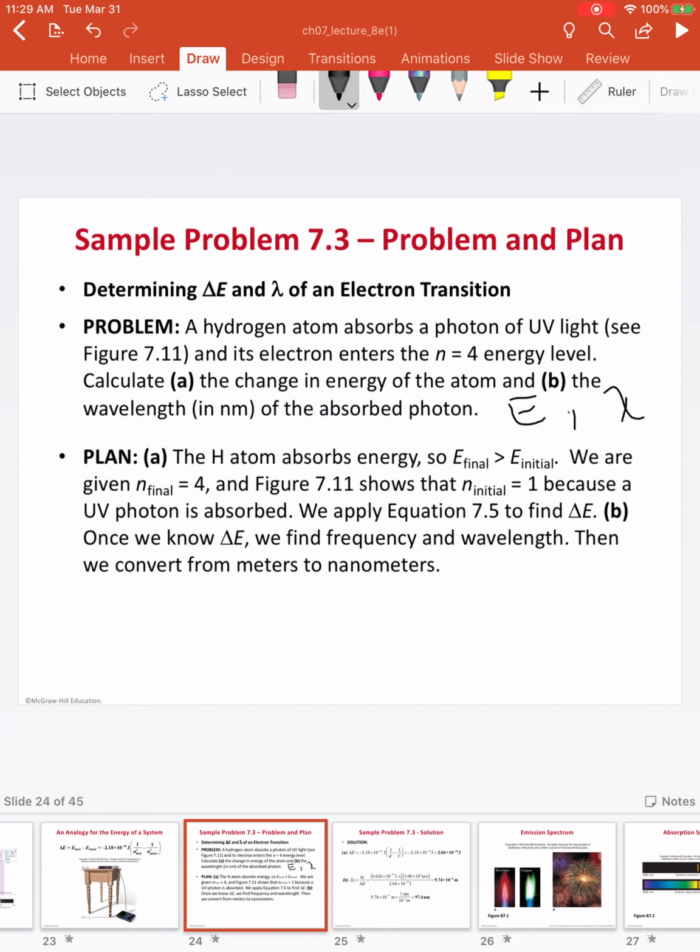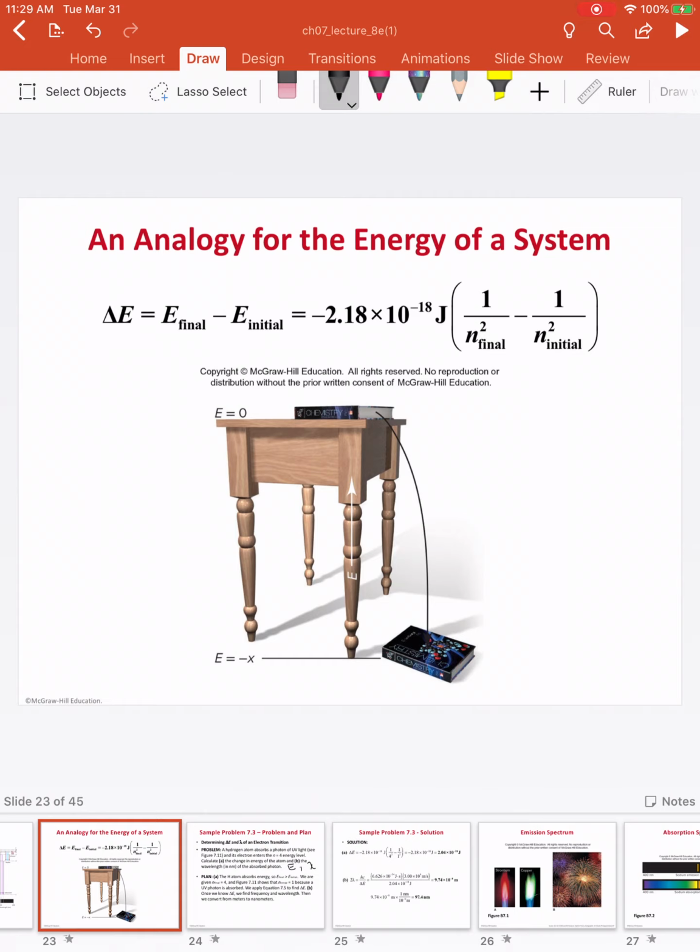So we can use this equation to find out the energy. Delta E equals negative 2.18 times 10 to the negative 18 joules. And then if you know the two different states, final and initial, we can find out the delta E.